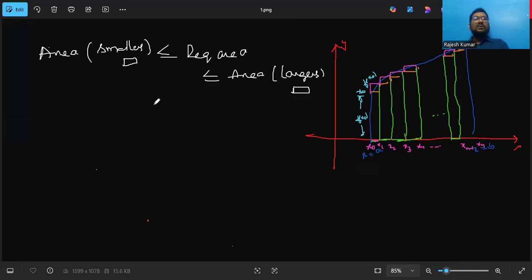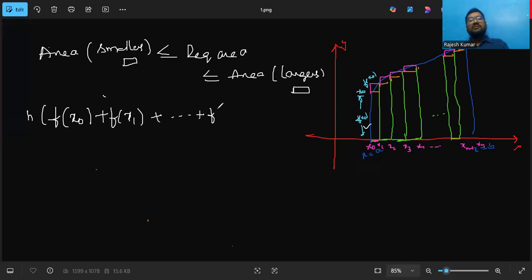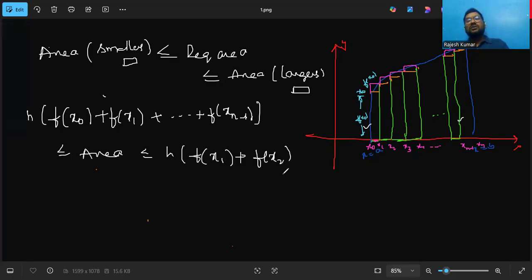So it is equal to h into, here when I'm starting with the smaller, I consider f of x0 plus f of x1 plus and so on plus f of xn minus 1. I guess it ended here. The smaller area is less than or equal to the required area, which is less than or equal to the largest. What's the larger? f of x1 plus f of x2 and so on plus f of xn.